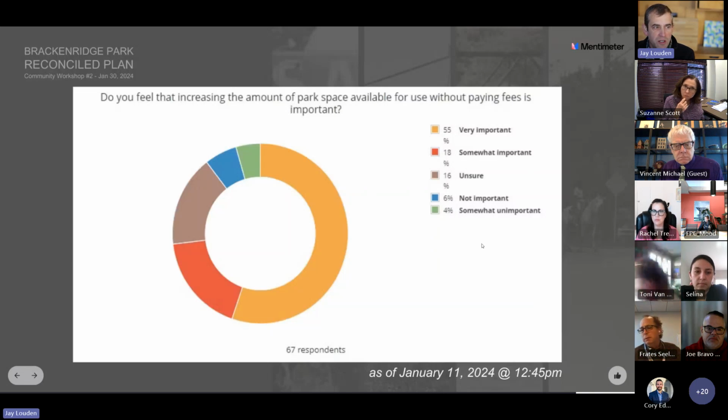Do you feel that increasing the amount of park space available for use without paying fees is important? 55% very and 18% somewhat. 16% was unsure. So again, a fairly overwhelming response, about 75%.